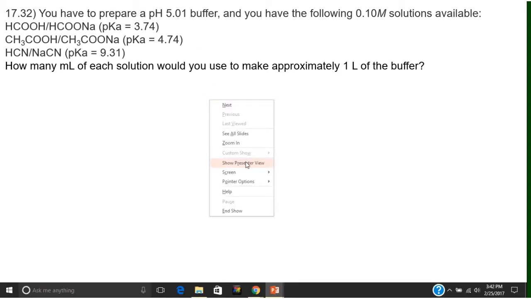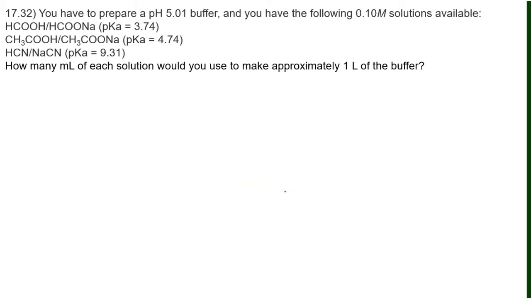5.01. So the key to that is basically, if you remember when we were talking about buffers and figuring out the best buffer to use, you want a buffer that works best when it's at a pH near or equal to its pKa. So based on that, this acetic acid sodium acetate combination would be the best buffer to use because it has a pKa of 4.74, which is the closest to our pH of interest, pH of 5. The formic acid sodium formate is too low, and the sodium cyanide is way too high, with a pKa of 9.3.